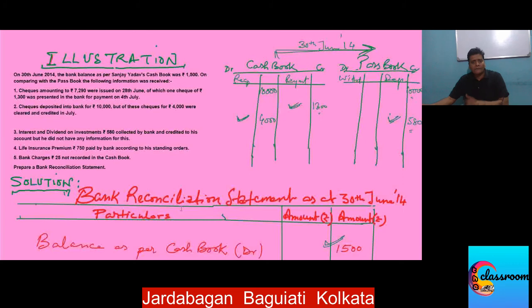Life insurance premium of 750 paid by the bank according to the standing orders. It means the bank has withdrawn rupees 750 from our account. Obviously, we are not aware of that, so there has been no entry in the cash book. As a result of this 750 entered on the withdrawal side, the passbook balance has reduced. We have been given the cash book balance and we want to reach the passbook. Here the passbook has gone down, so we will also go down. We will subtract from the cash book balance to reach the passbook balance.